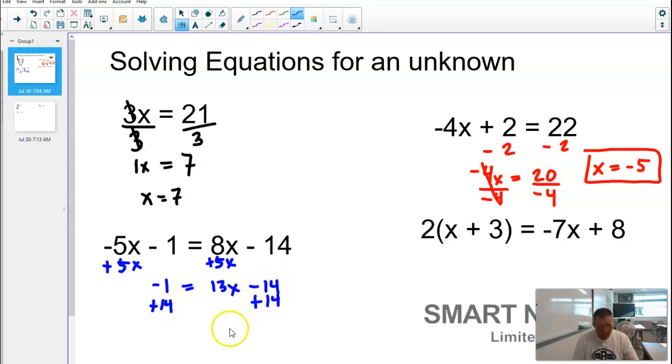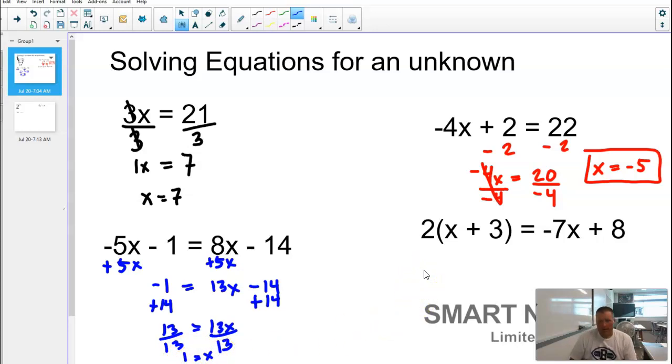Again, that gives me 0 here with just the 13x, and then I've got 13 here. Now I can finish this off. The only thing I have with my x is the 13, so I'm just going to divide by 13, which gives me 1x here and gives me 1 here. So I'll be left with 1 equals x at that point in time.